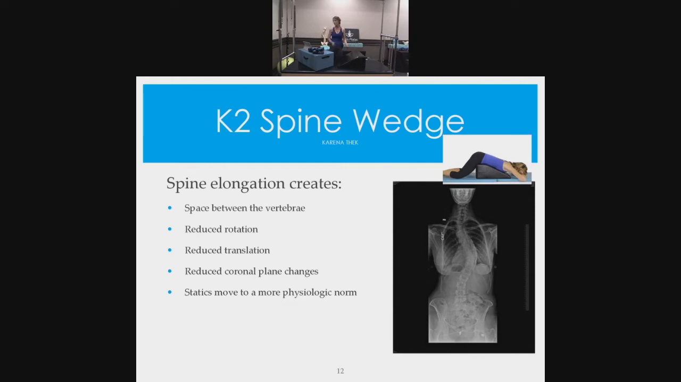Okay, so why do we want spine elongation? Very simply because it creates space between the vertebrae. I'm going to have to put my glasses on because I can't see my screen. Space between the vertebrae, reduced rotation, and reduced translation to get my spine here.